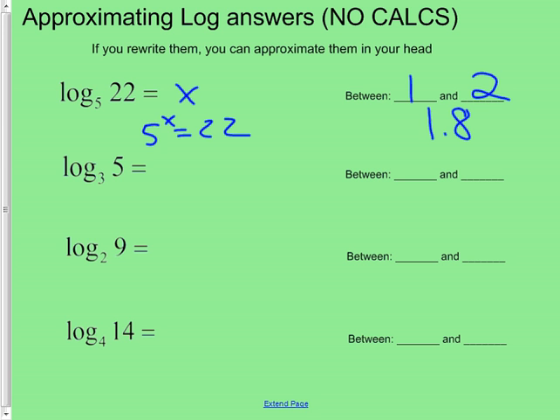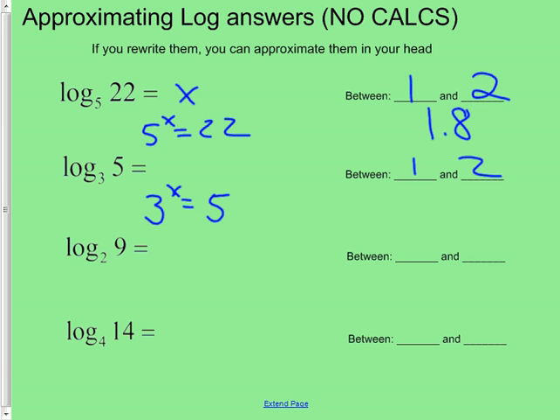So, okay. So log base 3 of 5, again, if I had a calculator, I'd type log 5 over log 3. But there's no calc section on the test, so don't cheat and use the calculator here. In your head, this is 3 to the x equals 5. What's it between? Between 1 and 2 again, because 3 to the 1 is too small, 3 to the 2 is too big, so it's between 1 and 2. Make sense?